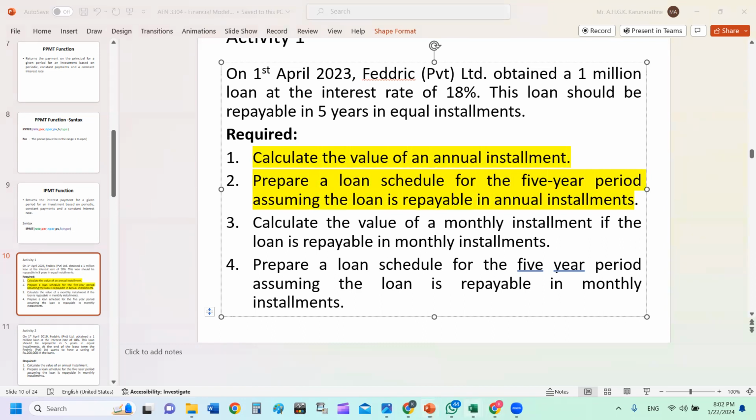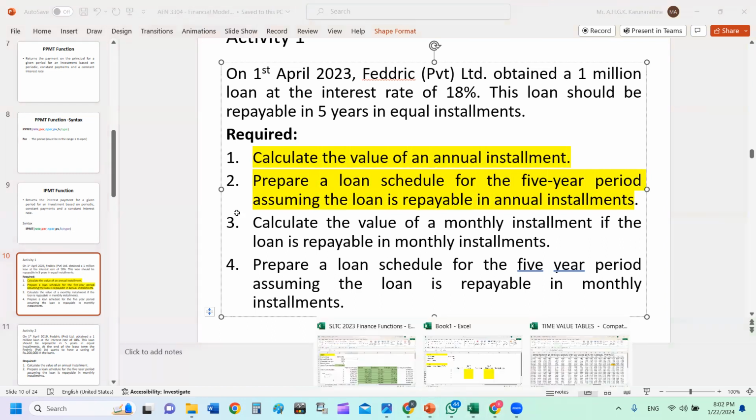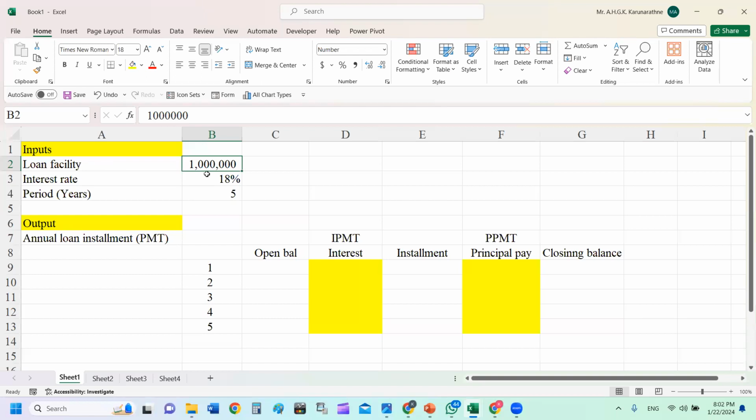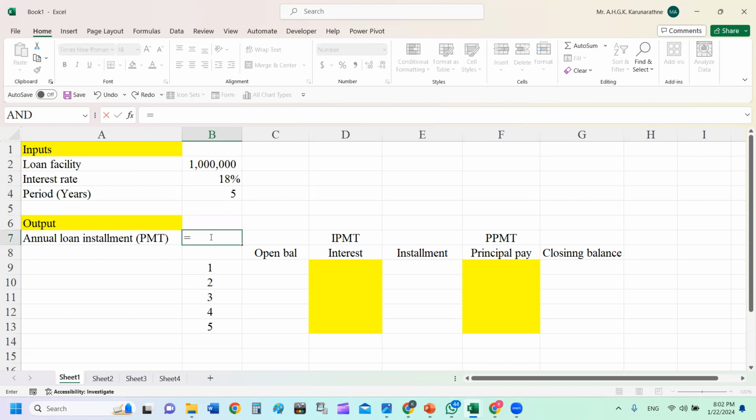Main inputs: loan facility 1 million, interest rate 18%, period 5 years. You need to determine the installment. In Excel, find the installment directly with the PMT function. How to determine the installment using the PMT function: double click and get the variables. Rate is this, comma.